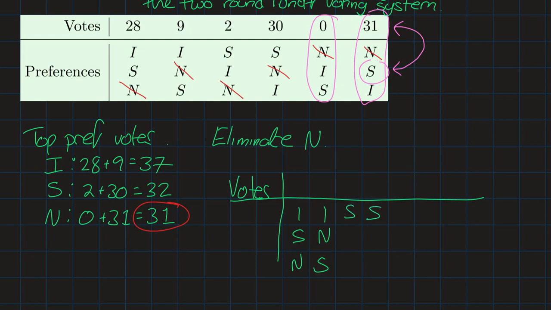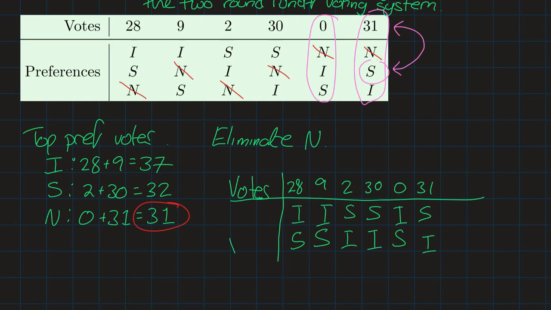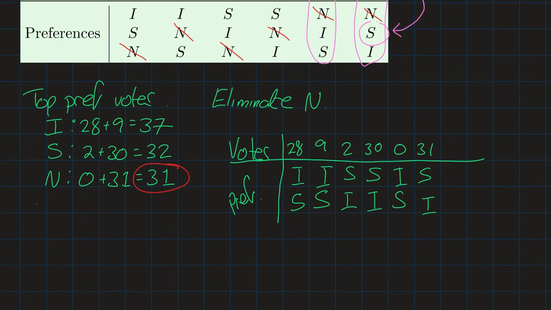Oh, sorry, I shouldn't be doing everything. I should only be doing stuff without N. So I, S, S, I, I, S, S, I, with 28, 9, 2, 30, 0, 31. These are all I's. Okay, so I've literally eliminated N, and then I squished the table back up. And now let's count how many top preference votes they have.